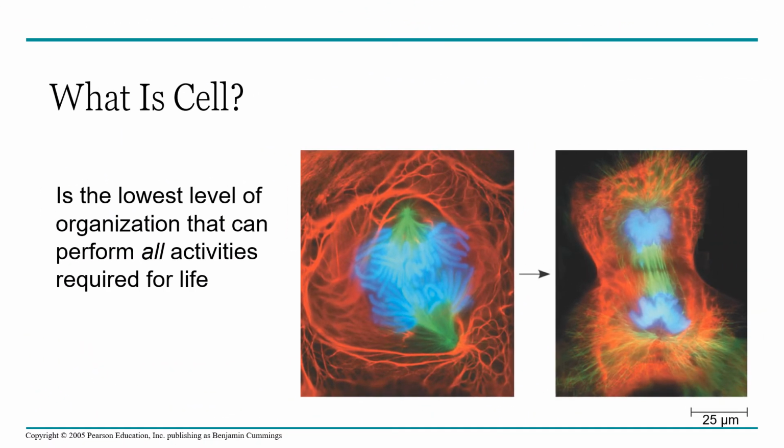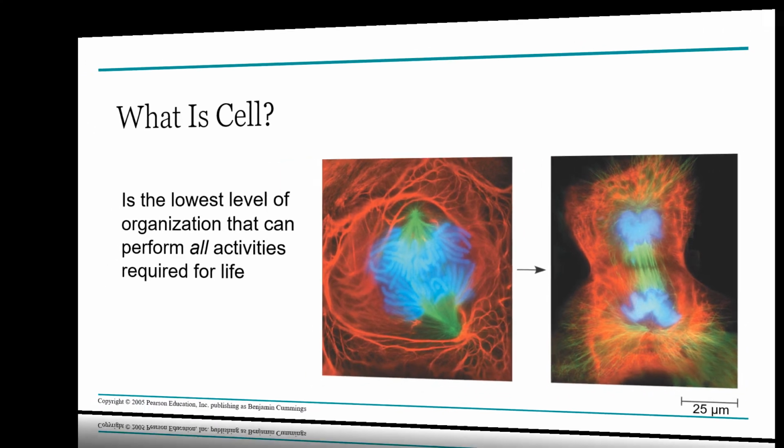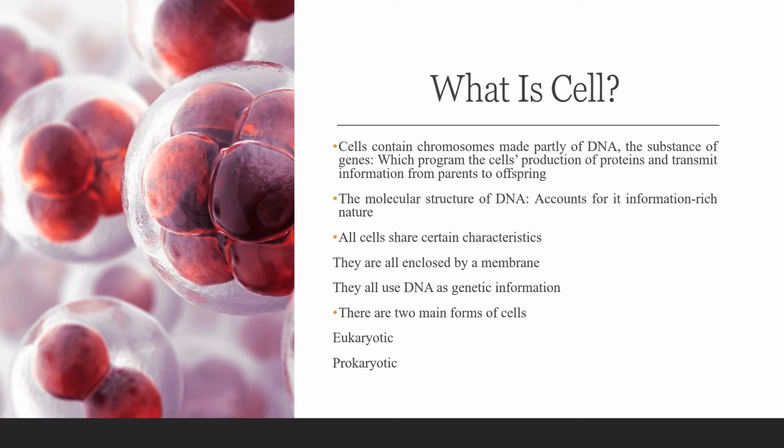Next, what do you think is a cell? Cell is a basic unit of life. It is the lowest level of organization that can perform all activities required for life. Cells contain chromosomes made partly of DNA, the substance of genes, which programs the cell's production of proteins and transmits information from parents to offspring. The molecular structure of DNA accounts for its information-rich nature.